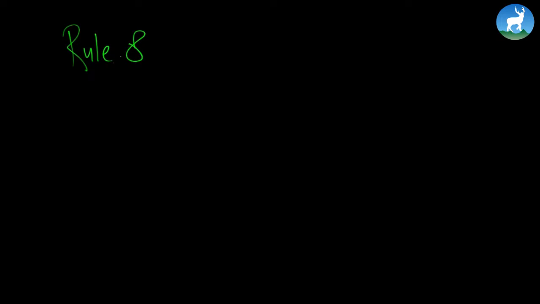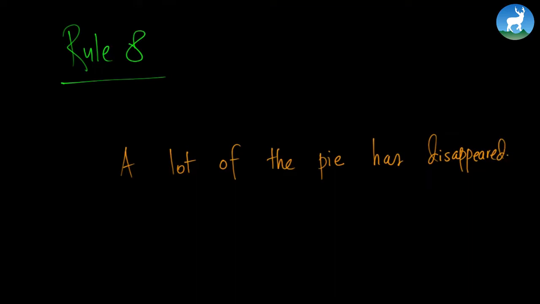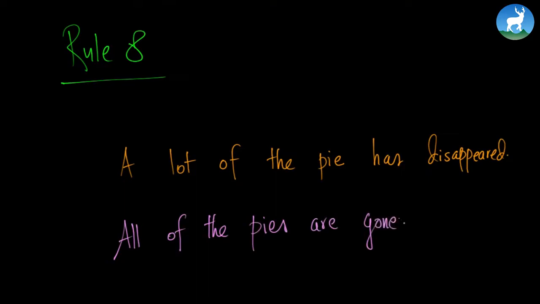Right, now let's go to rule number 8. What is rule number 8? "A lot of the pie has disappeared." Another example: "All of the pies are gone." Now, if you look at these two examples, you will see some difference. "A lot of the pie has disappeared." "All of the pies are gone." So this is a singular verb, while this is a plural verb. And why this variation? That is my question.